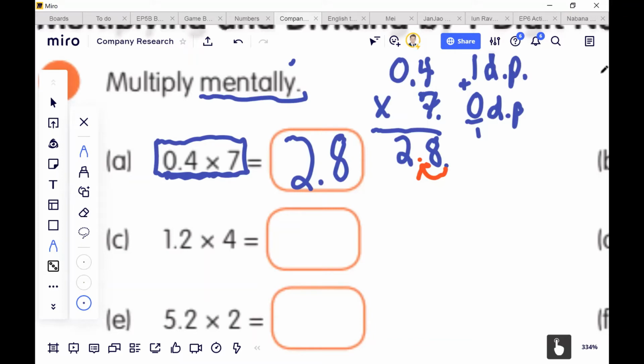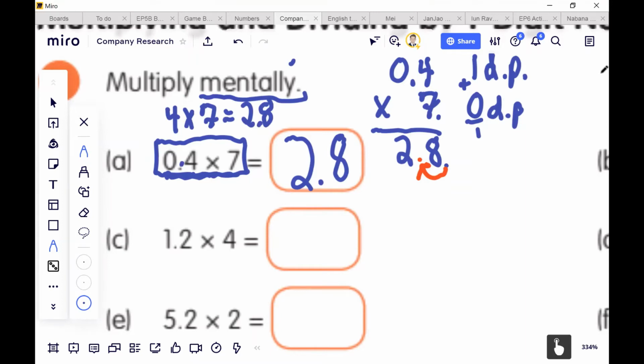So I know that I need to take 4 times 7. If I take 4 times 7, I know that is 28, right? I know that 4 times 7 is 28. That's how I do this. And then I say, okay, I see there's 1 decimal place here. So I know that it's going to be 2.8.